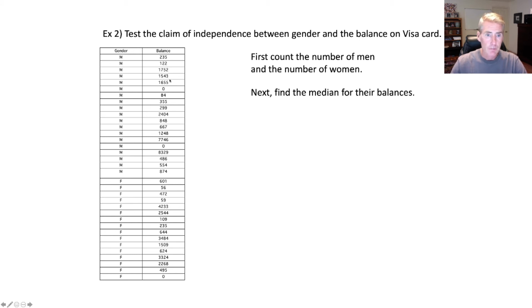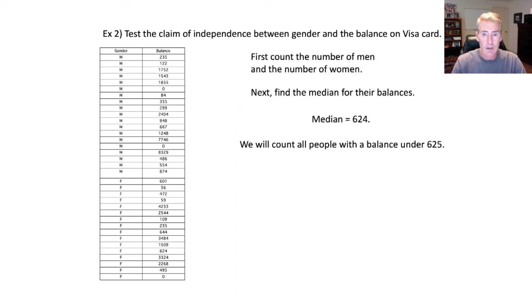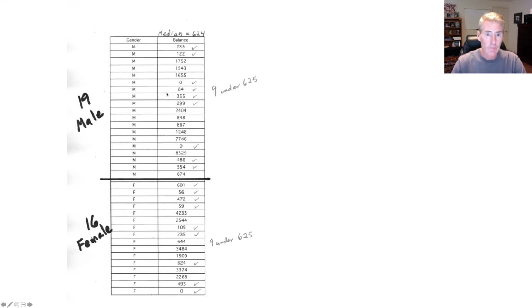Next, find the median. So take all of the balances for everybody, and find the median. Well, I did that on a calculator, and it's 624. So I don't really feel like using 624, and I'm just going to use 625. As long as it's close, that's fine. But the number 625, as I search through this list, I can keep 625 in my mind better than 624 for some reason. So I'm going to use 625. So count everybody with a balance under 625. So that would be like this one, 235, 122, a 0, an 84, etc.